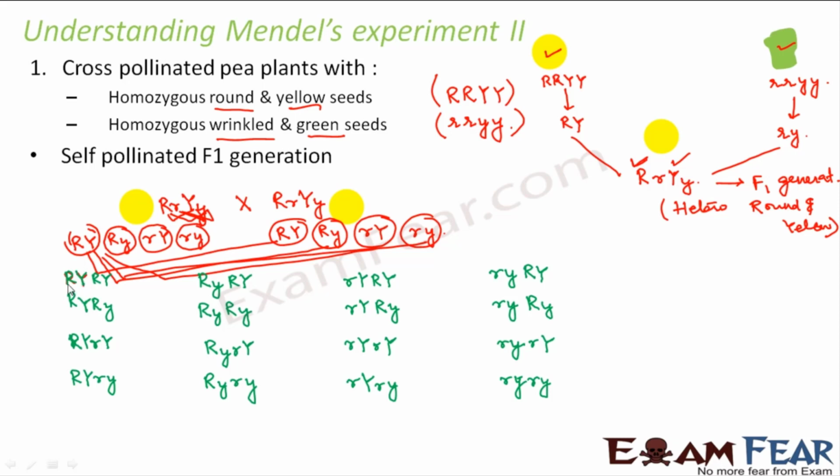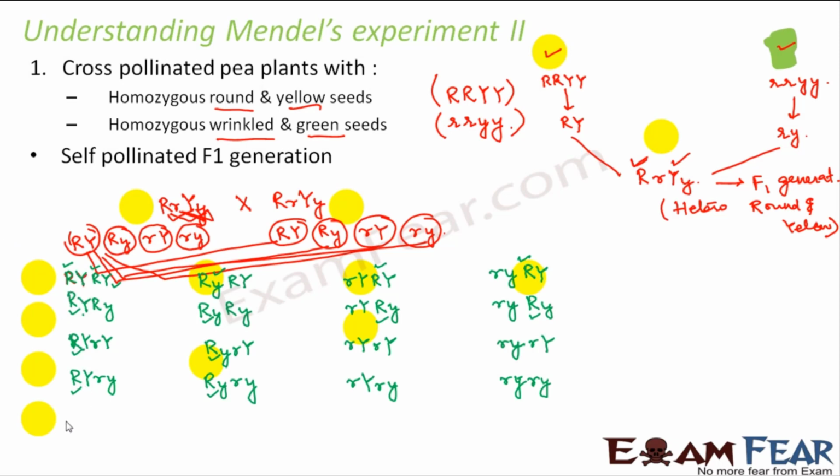Right? So now let us see which one is going to be of what kind. The first one, if you see, wherever you have the dominant trait present, that trait will get expressed. So wherever you have a capital R, that seed is going to be round. So this has a capital R, this has a capital R, this has a capital R. So wherever you have a capital R, all those seeds are going to be round. Wherever you have a capital Y, they are also going to be yellow. So they are going to be round and yellow.